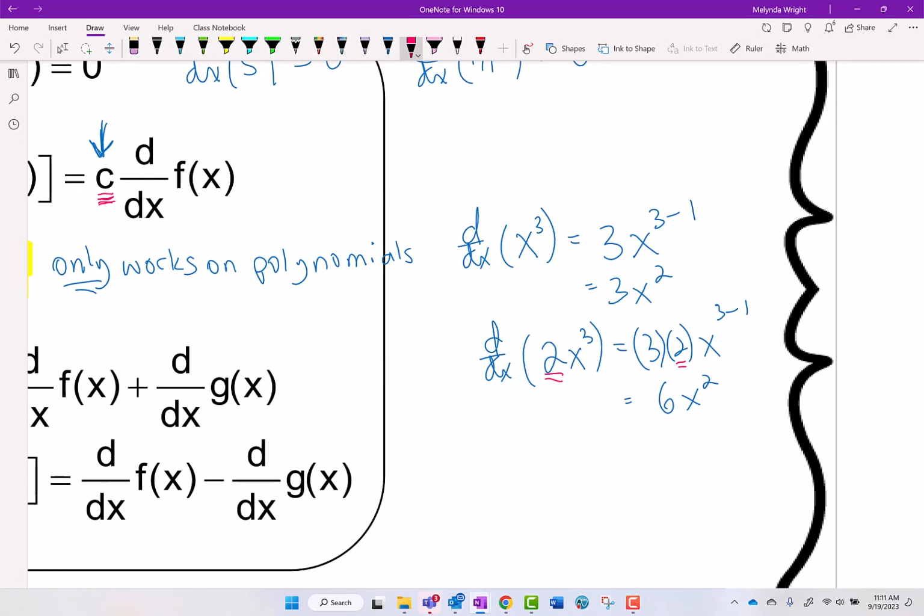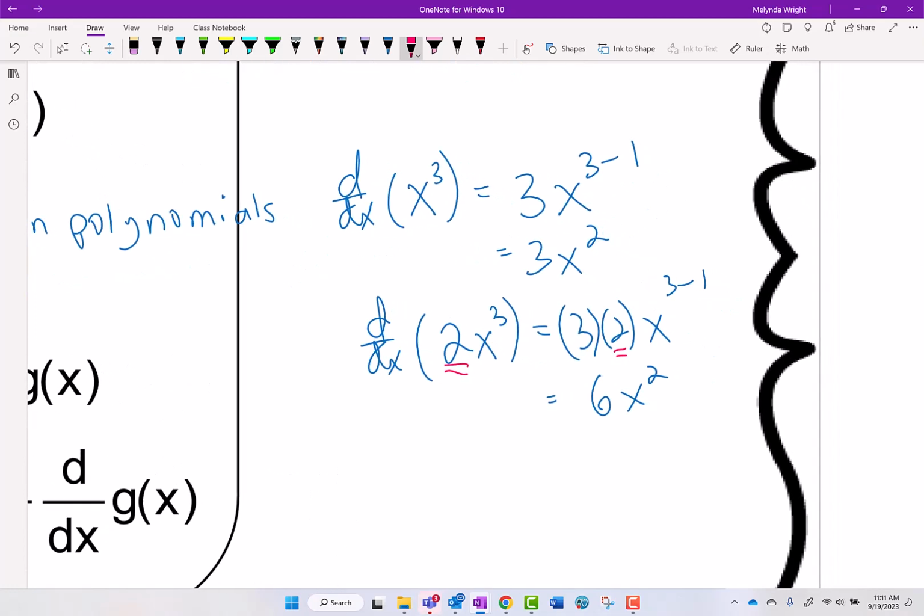Okay? And so perhaps it would be easier to see if I left a 2 right here, and then I've got that 3 there. This 2 is this 2. They're not doing anything, it's just hanging out. This 3 came down, and that's where that 3 comes from. Okay?